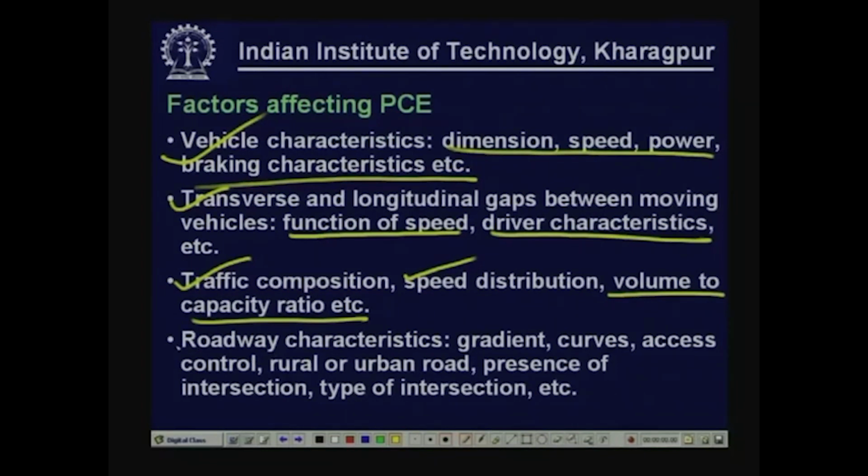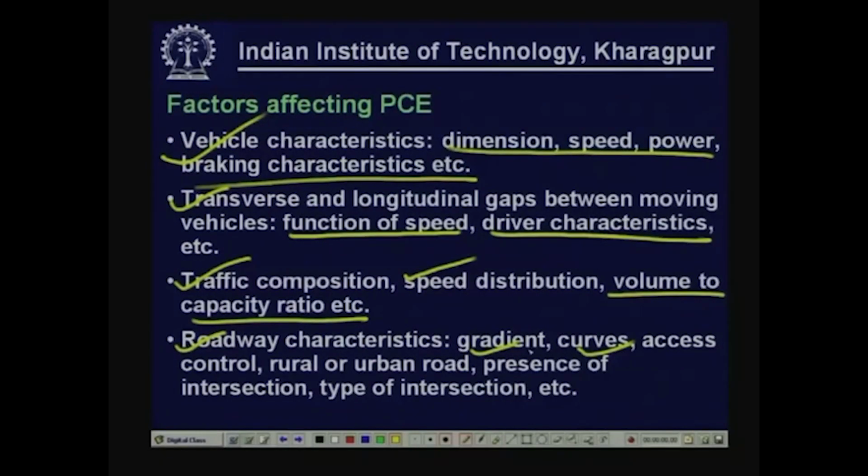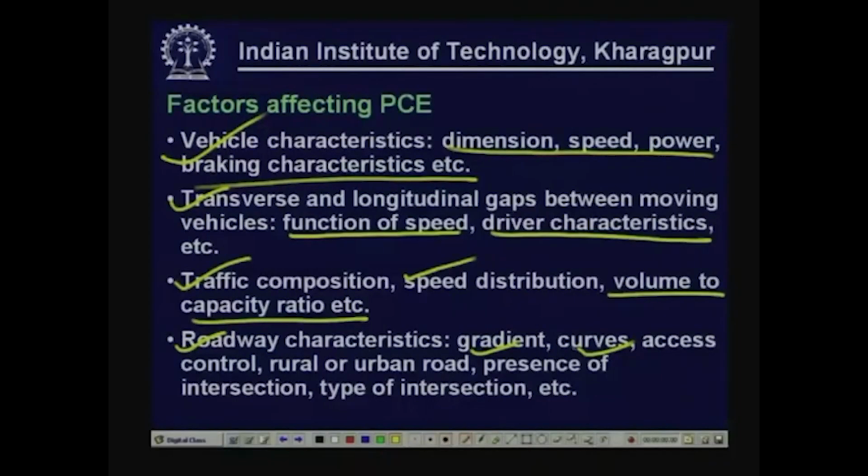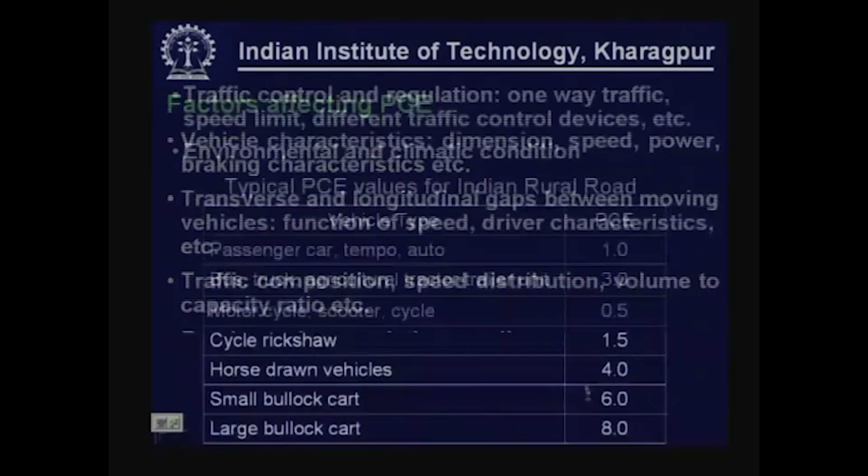just to justify that PCE is really not a static quantity. Then it also depends on the roadway characteristics like gradient and curves. If you have a steep gradient, the way the truck movement will affect the overall stream is different from level ground. So, it depends on the grade, it depends on the curve. If you provide a sharp curve and then some commercial vehicles like trucks, the scenario will be different again. Therefore, what level of access control is there, whether it is rural or urban area, presence of intersection, even the type of intersection, all these are going to affect the PCE.